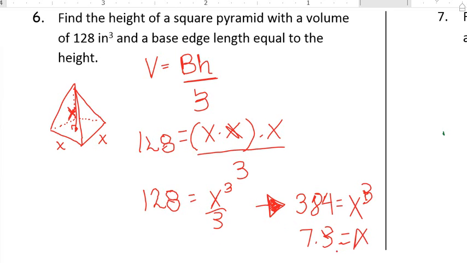Now, if you had this question on the test, you can always go back in and plug it in and make sure that it works. If you type in 7.3 times 7.3 times 7.3 divided by 3, it should equal 128. Now remember, we rounded, and so you might be just a little bit off. But that's a good way for you to check your work when you're doing the test.